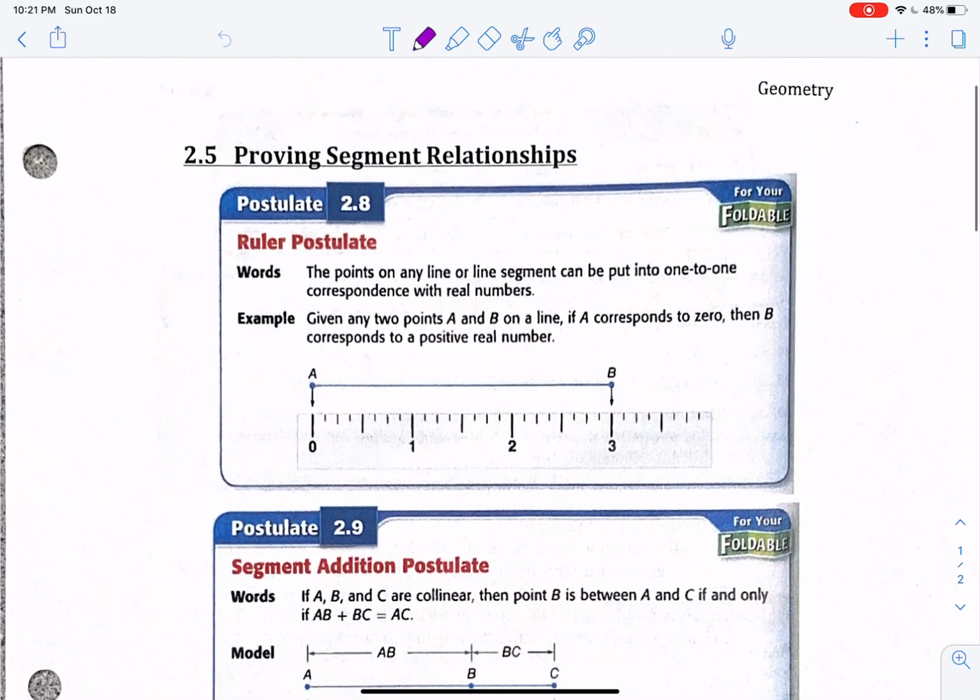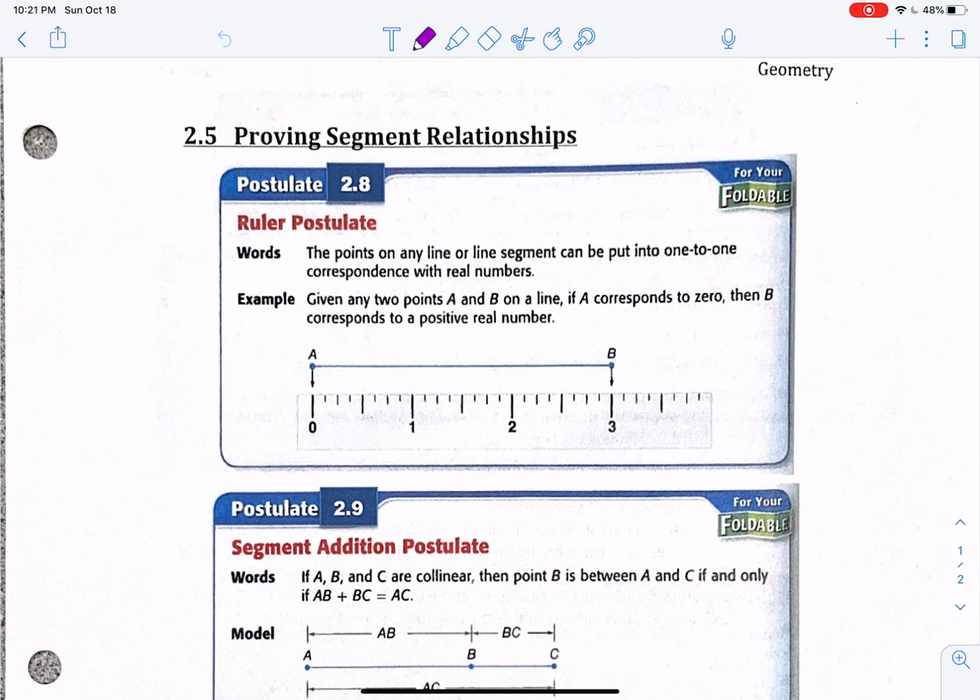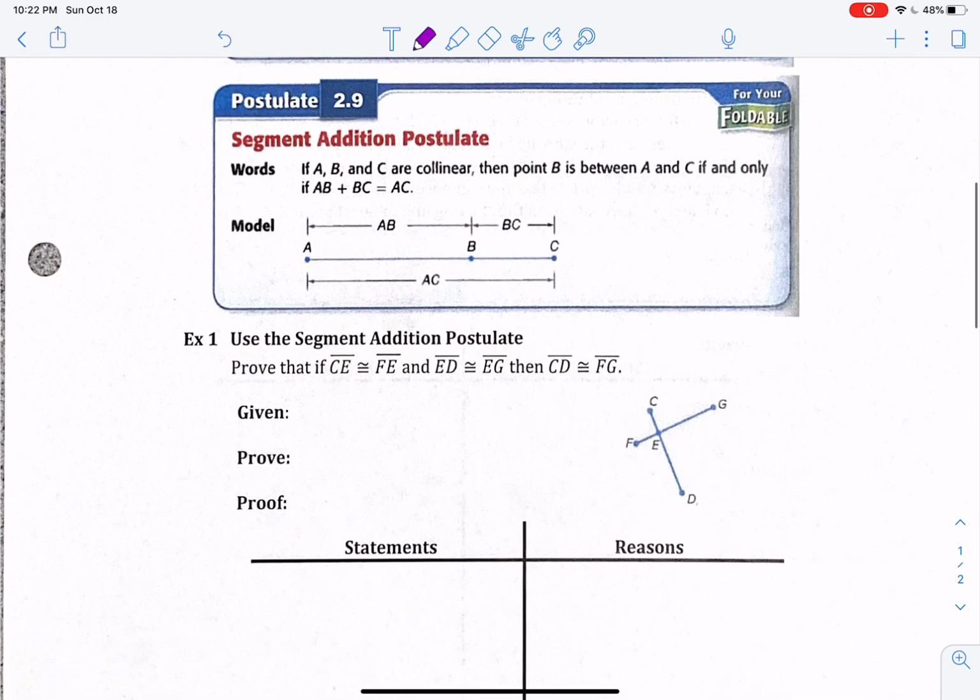So this first postulate that we have, I don't know why they even put this in there. It's kind of silly. It says the points on any line or line segment can be put in a one-to-one correspondence with real numbers. What it basically says is that if I have a segment AB, this line right here, I can measure it with a ruler. That's terribly exciting. Let's go down to the next one.